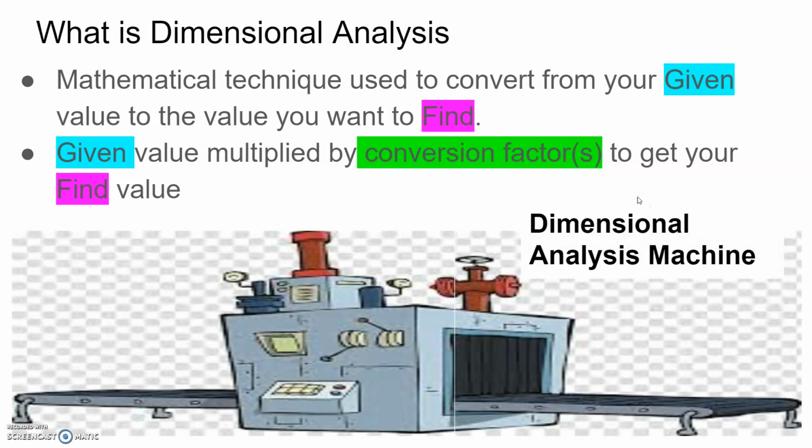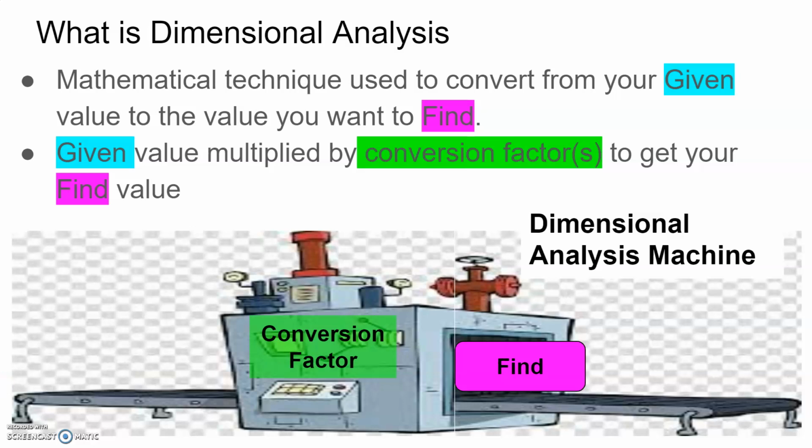So I like to think of dimensional analysis as sort of a machine with an engine that's your conversion factor. And in this machine, you're going to put in your given. So that goes in the machine, and then out of the machine is your find. That conversion factor sort of transforms your given into your find.